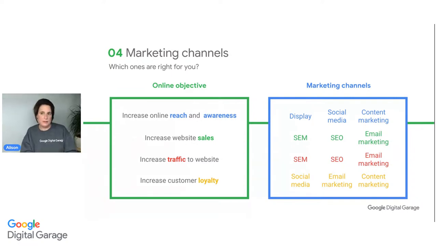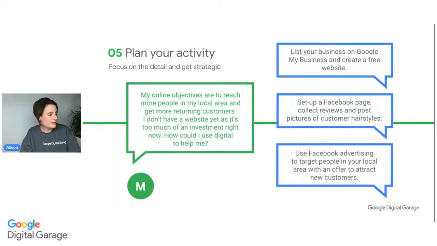If, let's skip down because we're tight on time with this one. If we want to increase customer loyalty, think about people who are already your customers. We want them to come back. We want to retain them. So email marketing, social media, and content marketing could be the channels that will help you to achieve that. So it's really important that we choose the right channels for us to achieve those objectives that we stated at the start.